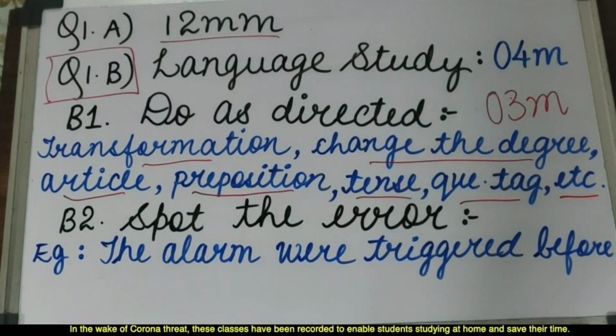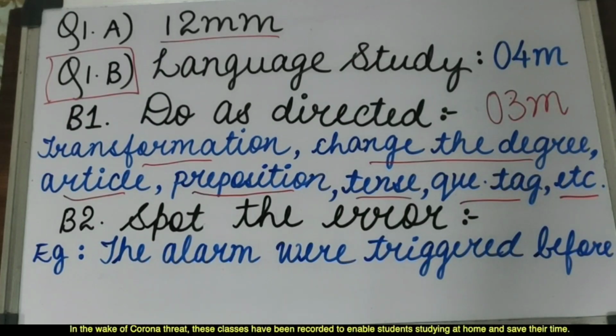Do as directed में मतलब आपको जैसा बोला गया है क्वेश्चन में वैसा आपको करना है. ठीक है, and this carries 3 marks. What are asked is transformation of sentences, change the degree, fill in with articles, fill in with preposition, change the tense, add question tag, etc. In this, voice change from active to passive and change the narration, indirect to direct speech can also come.